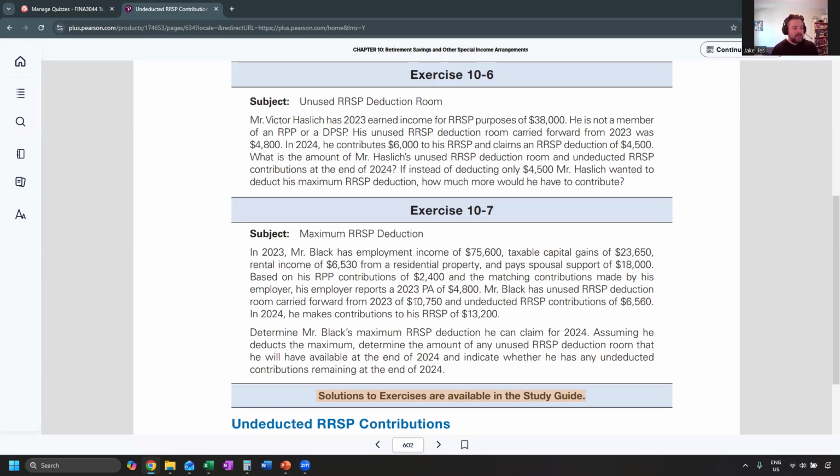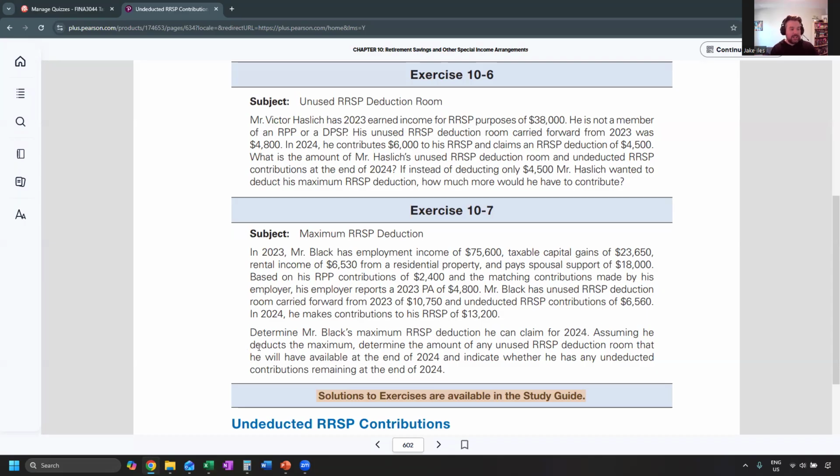Mr. Black has unused RSP deduction room carried forward from 2023 of $10,750 and undeducted RSP contributions of $6,650. So he can still contribute $10,750 into an account, but he has undeducted amounts of $6,650. So he's put money in in the past and hasn't subtracted it from his income. In 2024, he makes further contributions to the RSP of $13,002. Determine Mr. Black's maximum RSP deduction for 2024.